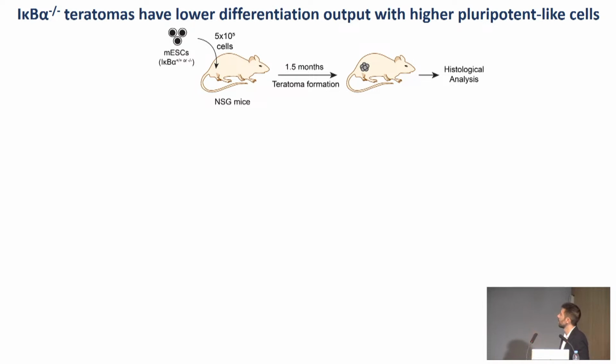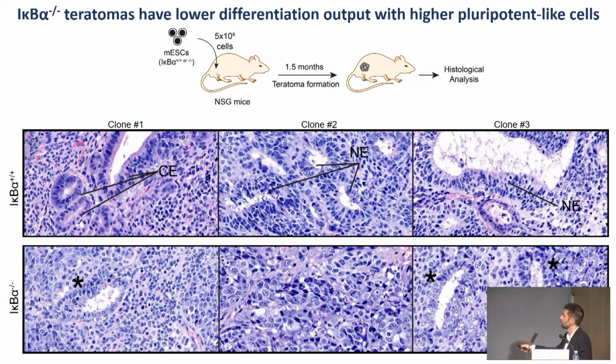And after those 6 weeks, the pathologists did some histological analysis. As you can see here, in the upper panel, we have the wild-type teratomas from 3 independent clones, and in the bottom panel, the knockout teratomas from another 3 independent clones. And as you can see here, the knockout teratomas were presenting a higher number of immature structures, which are highlighted here by asterisks.